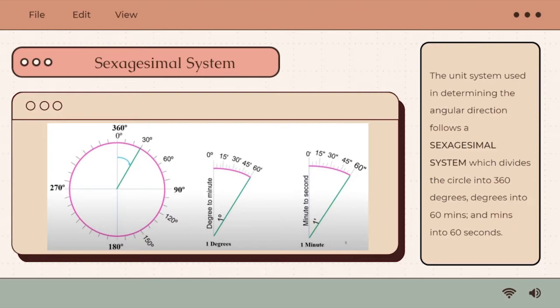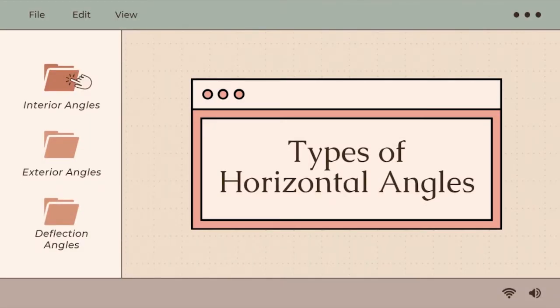seconds. So in horizontal angles, it is also important to talk about its different types and their distinction. In horizontal angles, we have different angles. We have the interior angles, exterior, and deflection angles.